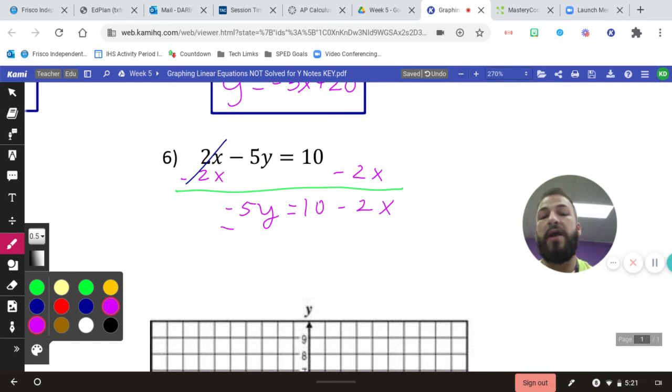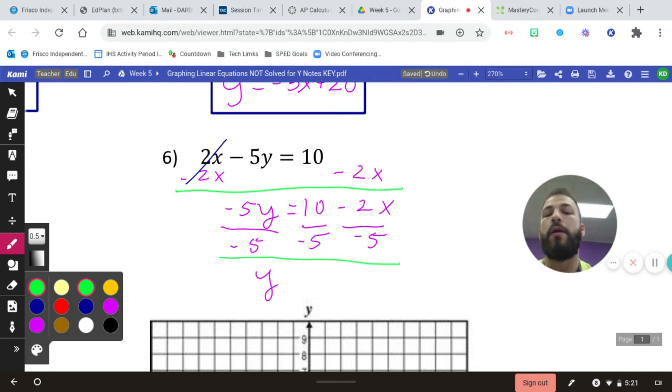Okay, now I need to get rid of that negative 5, so I'm going to divide everything by negative 5. So that leaves me with y over on the left, because the negative and the 5 cancel out. Okay, 10 divided by negative 5. We're not going to get the negative to cancel out, so we still have negative. And then 5 goes in the 10 twice, so that would be negative 2.